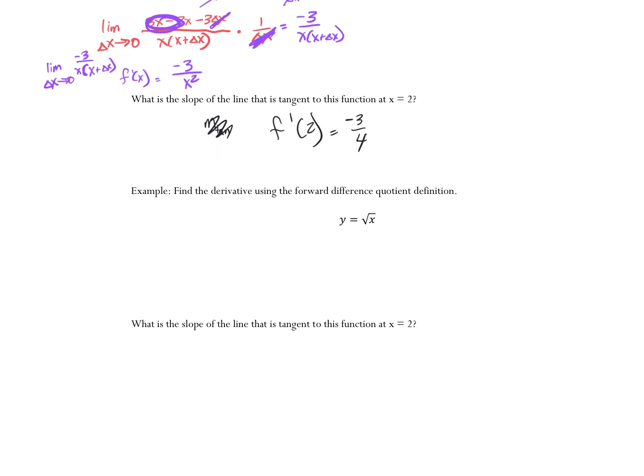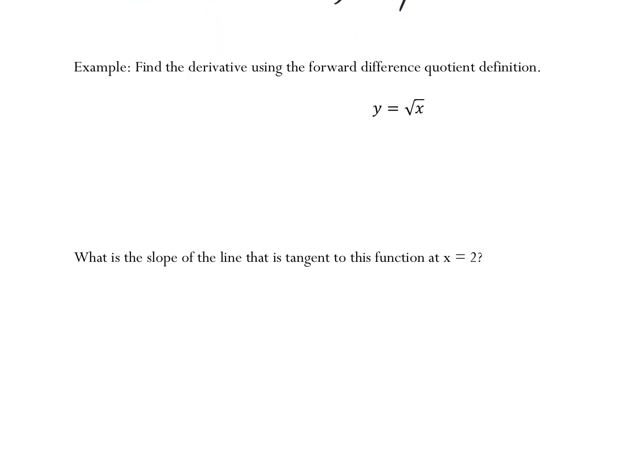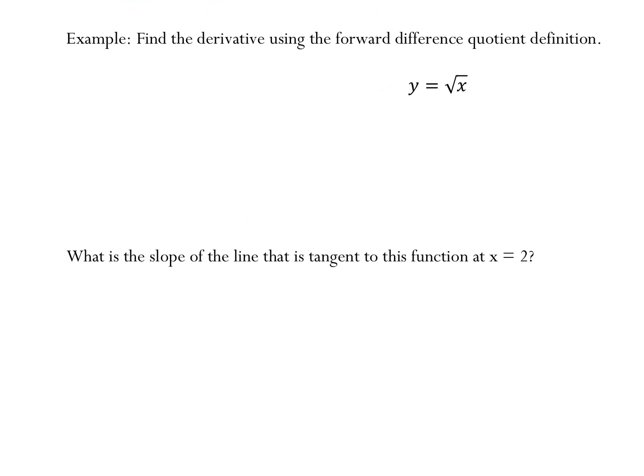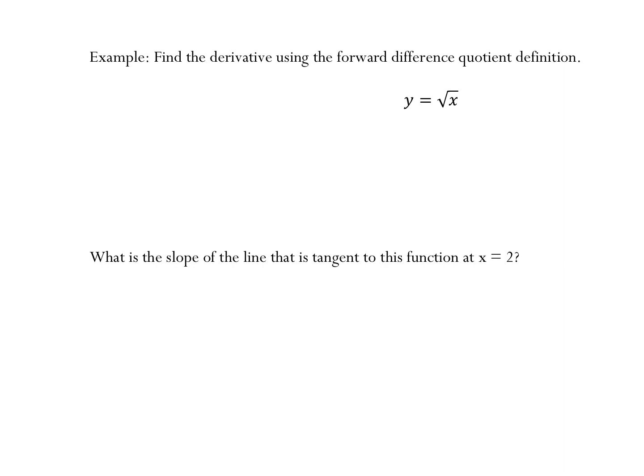All right. Now, find the derivative using the forward difference quotient of y equals the square root of x. So we would be taking the limit of what? As delta x is approaching 0, we would do the square root of x plus delta x minus the square root of x, all over delta x.